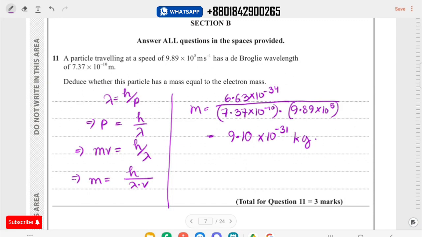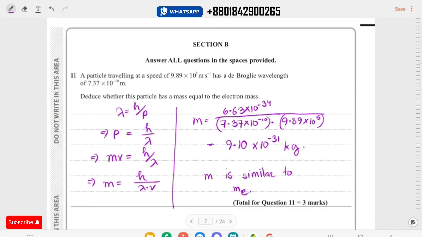And this is 9.10, right? So you can consider that it is similar to the mass of an electron, right? Not exactly same, but similar. So you can write that mass is similar to mass of electron. Me can be used for mass of electron, but this is not a mark scheme word, obviously. So question 11 is done. I hope it is clear for everyone.